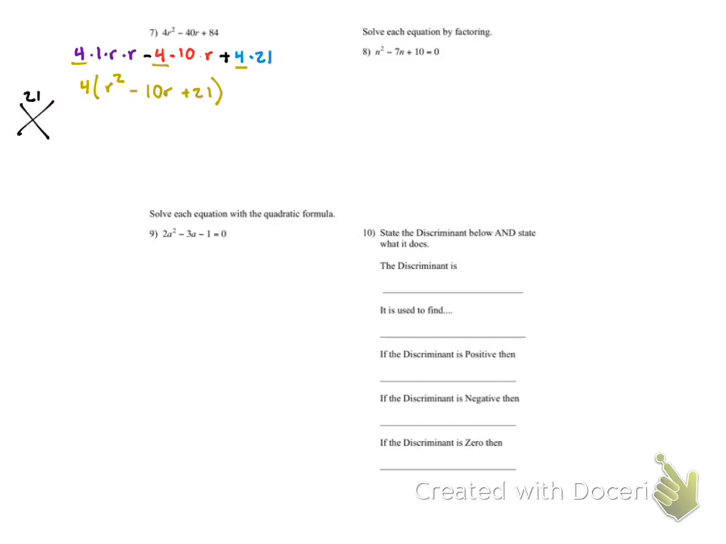So what multiplies up to 21 and adds to negative 10? We're looking at negative 7 and negative 3. Right, negative times a negative is a positive. Negative 7 plus negative 3 is negative 10. So our final answer here, 4 times r minus 7, r minus 3. And we box that up.